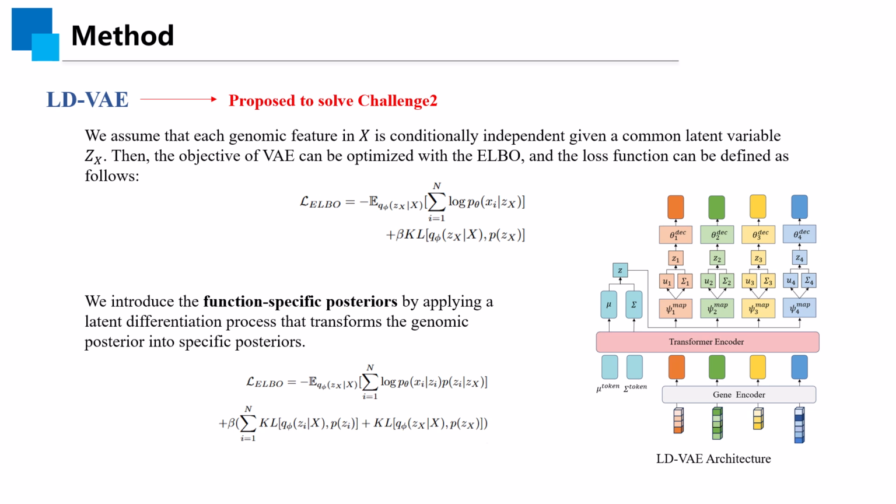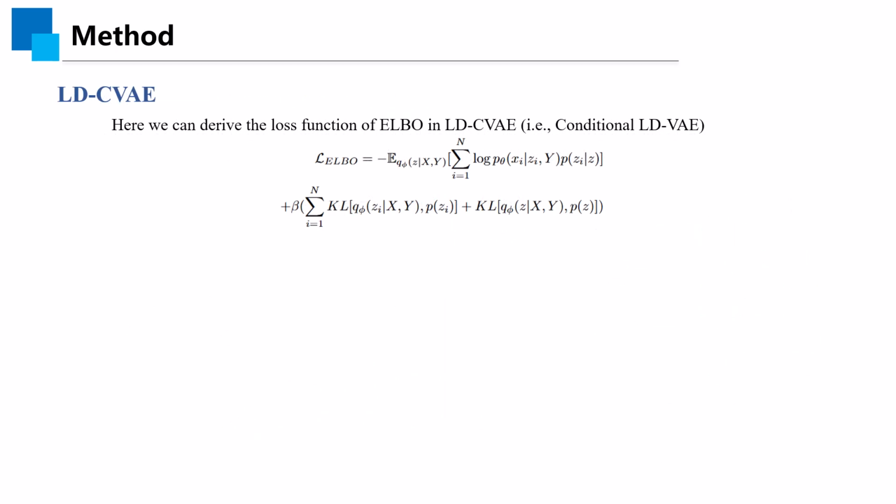We introduce the function-specific posteriors by applying a latent differentiation process that transforms the genomic posterior into function-specific posteriors. Therefore, we can establish a shared latent space on all genomic features as well as refining the function-specific posteriors for each genomic category. Finally, we can derive the loss function of ELBO in LDCVAE from the vanilla loss of conditional VAE.